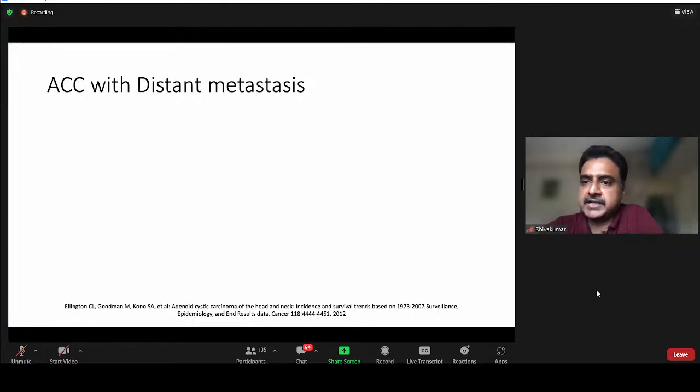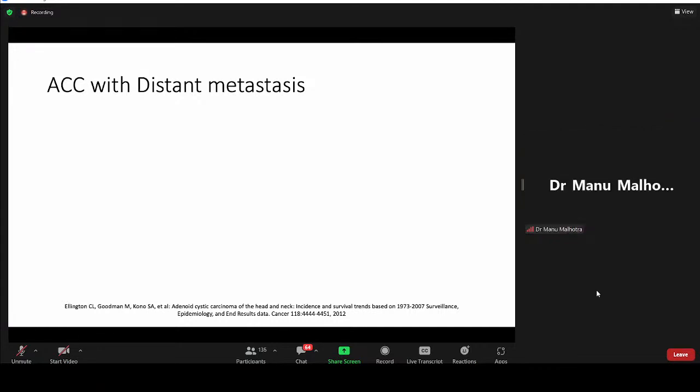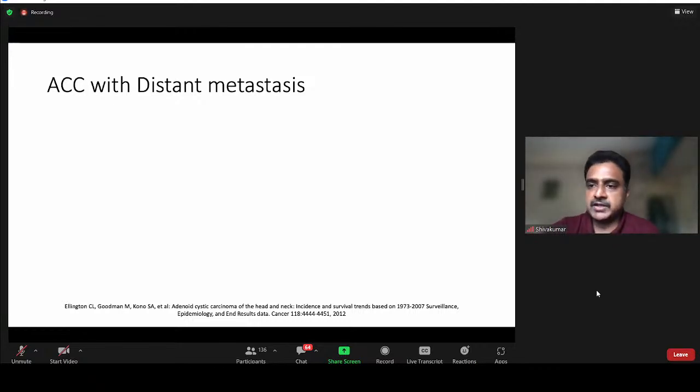Metastatic adenoid cystic involving the parotid, with metastasis, nodules in the lung. If it is not stage T4B, we operate the primary. Right. And observe the lung. The patient is asymptomatic for the lung metastasis as of now.